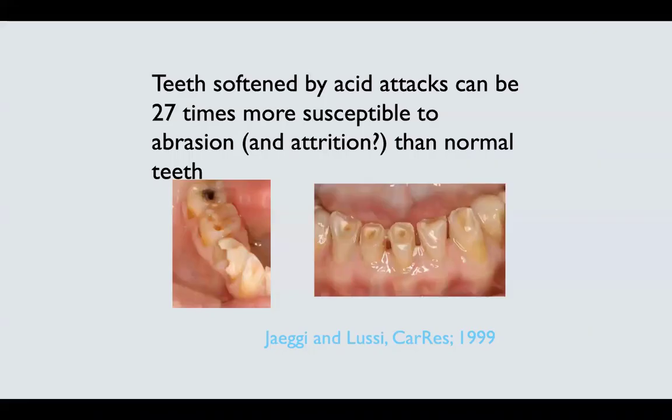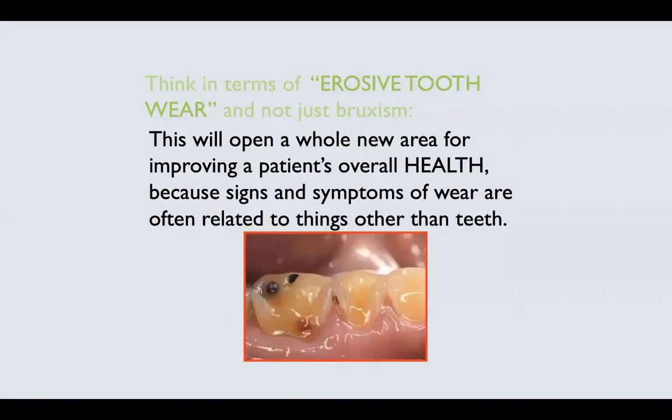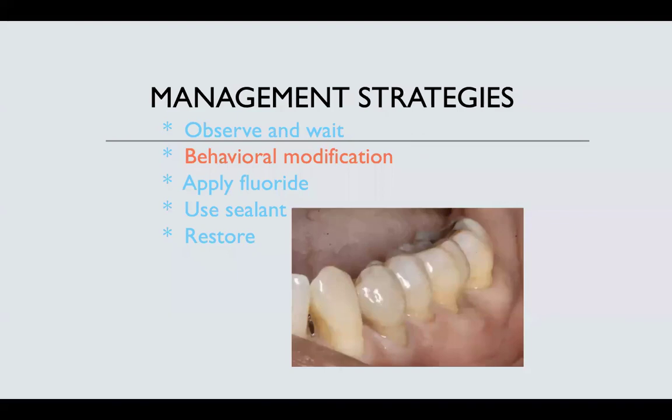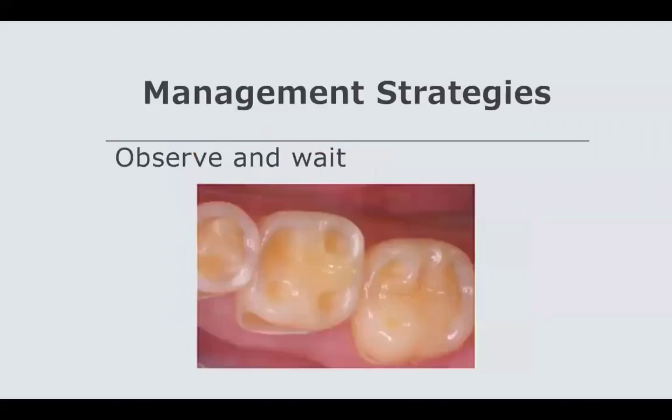As I said before, teeth softened by acid can be 27 times more susceptible to abrasion than teeth that are not bathed in acid. And this is the effect that you see when both of those things come together. If you start thinking of this erosive wear as part of their overall health, you're looking at these things and saying, is there something other than the grinding and the wear that's causing this problem? And we look at it and we say, how can we deal with this? Or are we just going to observe and wait when they're very minor? Do we apply fluorides to some of these cervical areas? Do we use sealants, or do we restore?